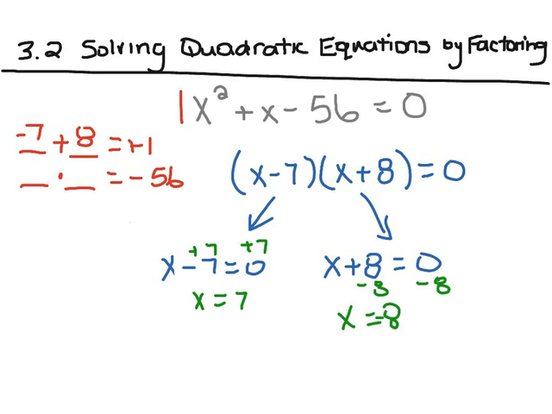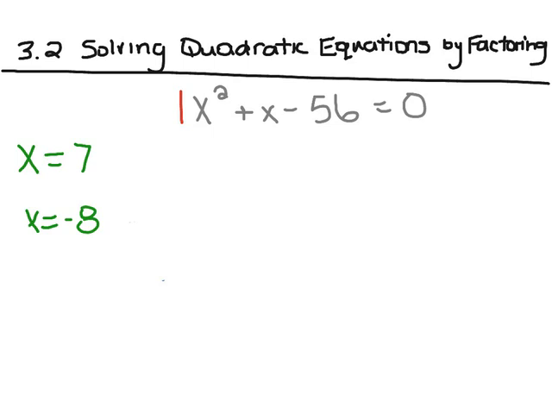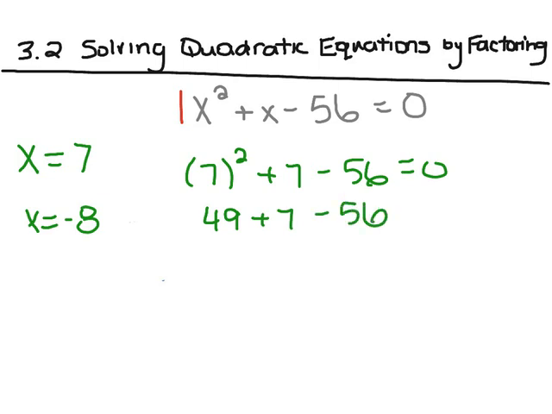To check this, always check your answers. Sub them both back in. So we're going to substitute in a 7. So we have 7 squared plus 7 minus 56 is 0. 7 times 7 is 49. Plus 7 is 56. And 56 minus 56 is 0. So 7 works.